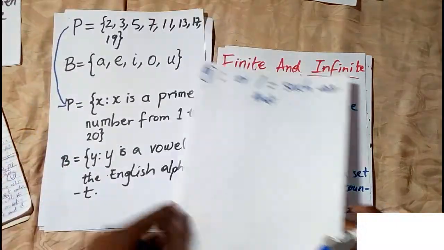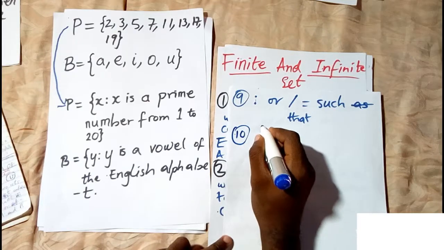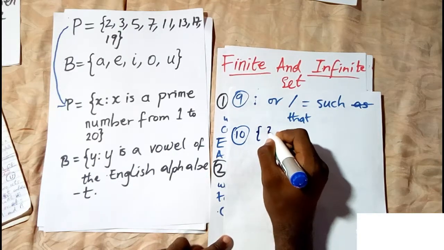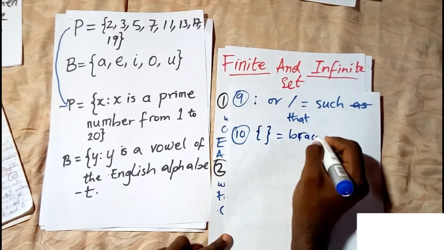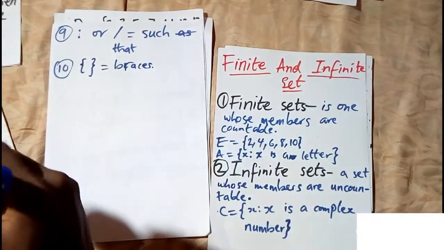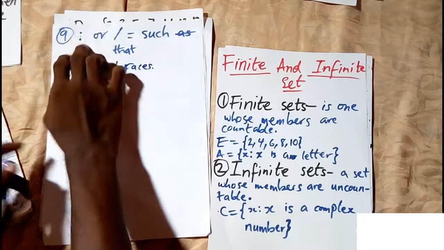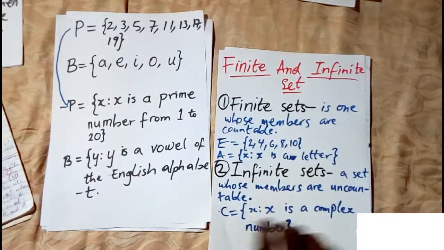We have another symbol. This symbol is the braces. They symbolize that it is a set. This is read as "such that." Now, back to our lesson.